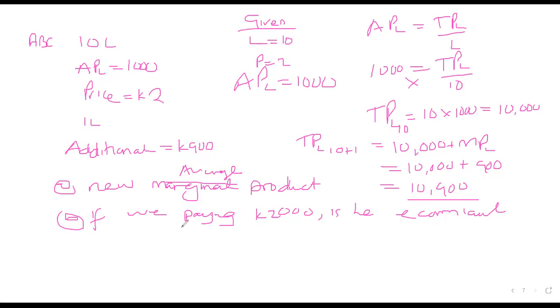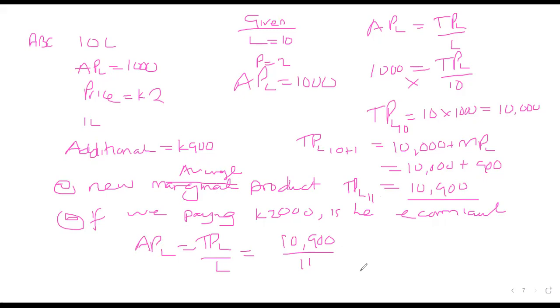Now, question number 1, get the new average product when we employ this new person. So we know average product of labor is simply total product of labor over the number of laborers. So what is their total production? 10,900. And how many laborers do we have? They're not 10 now, but they're 11. So we need to now calculate the new average.